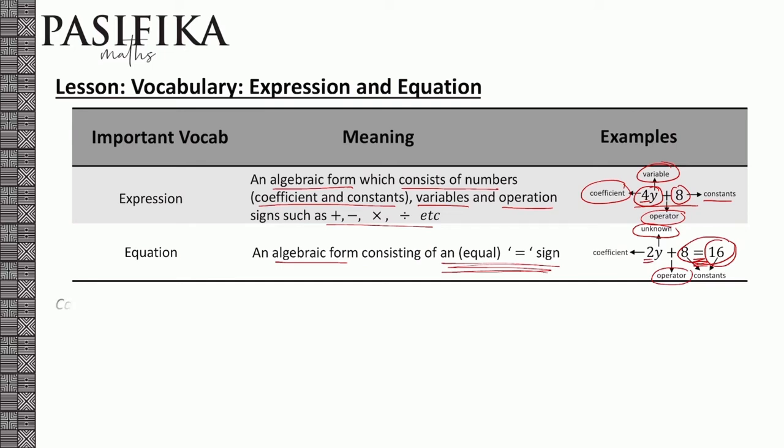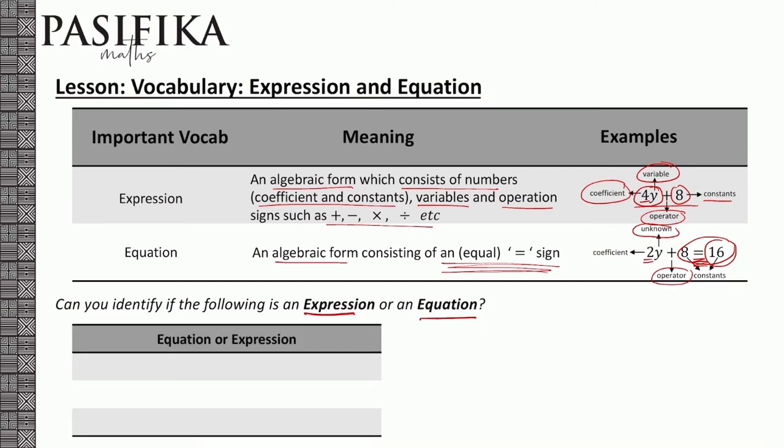So, let's see if you were paying attention. Can you identify if the following is an expression or an equation? I'll help you with this one. Now, 3a plus 6 equals 12. The question I'm going to ask myself is, is there an equal sign? Yes, there is. Going back to our definition, it will be an equation if there is an equal sign. Therefore, this is an equation.